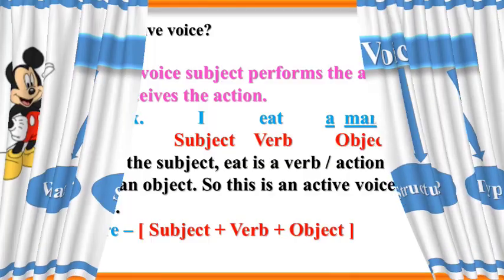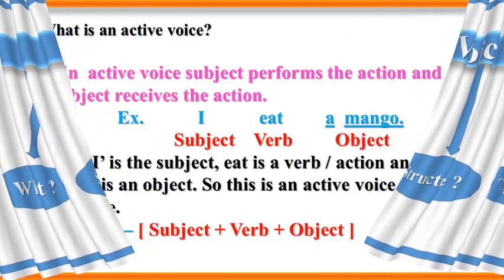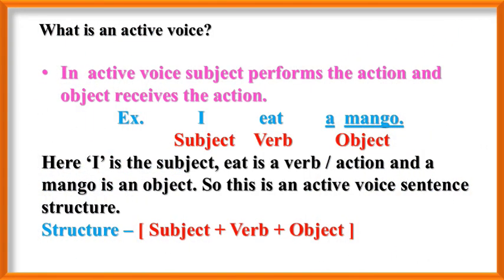What is an active voice? In active voice, the subject performs the action and the object receives the action. See the example. I eat a mango. Here in this example, I is the subject, eat is a verb, which is the action, and a mango is an object. So this is an active voice sentence structure.